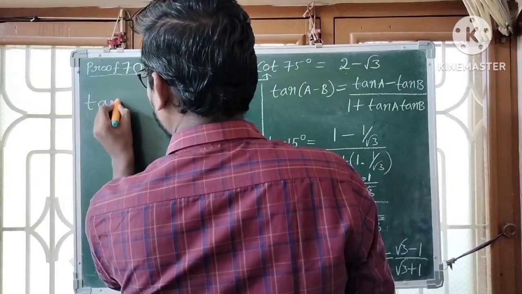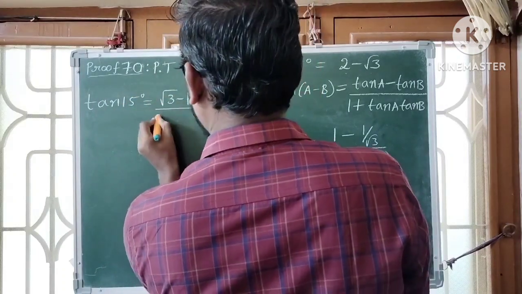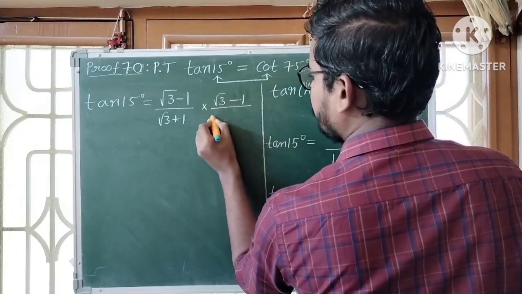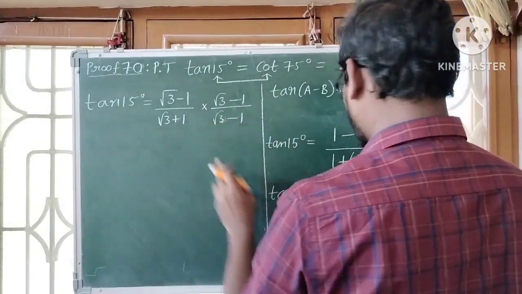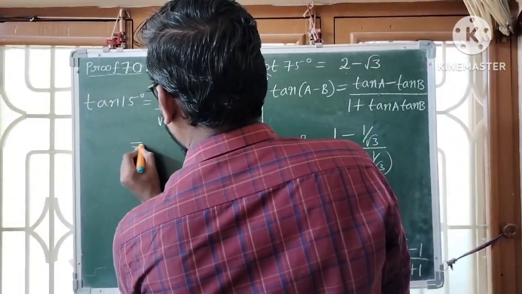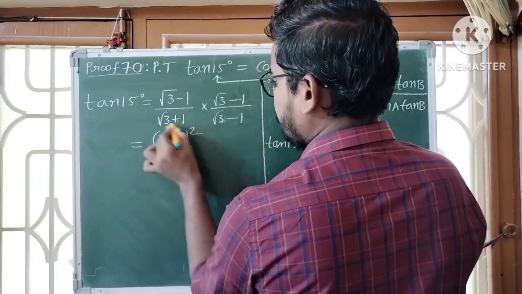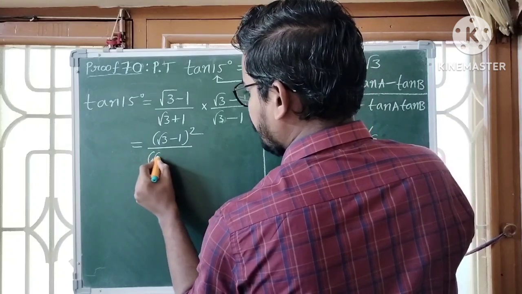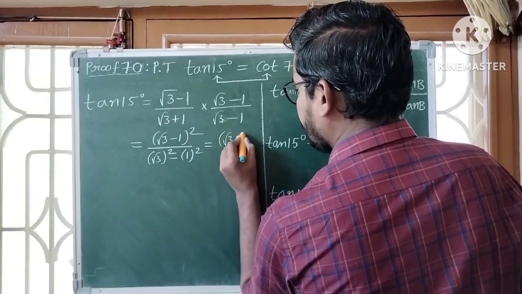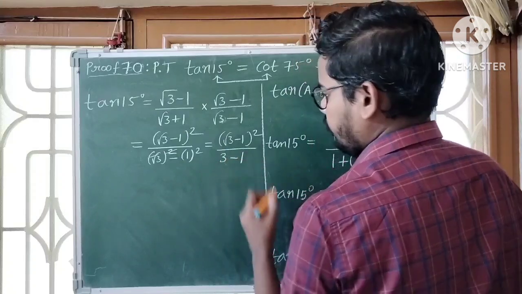So tan 15 degrees is equal to root 3 minus 1 by root 3 plus 1. Multiply numerator and denominator by the rationalizing factor, root 3 minus 1 by root 3 minus 1. So here we are going to rationalize the denominator. In the numerator we get root 3 minus 1 into root 3 minus 1, root 3 minus 1 whole square. In the denominator, a plus b into a minus b is a square minus b square, so root 3 whole square minus 1 square, the square and root get cancelled, 3 minus 1 square, 1.